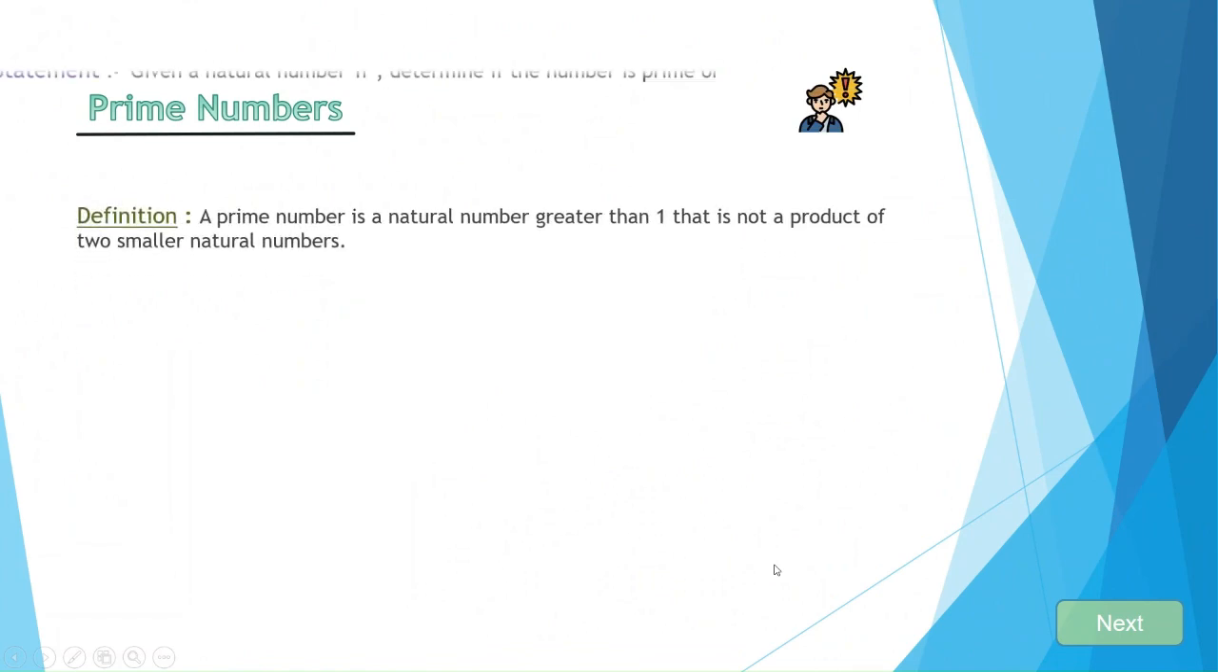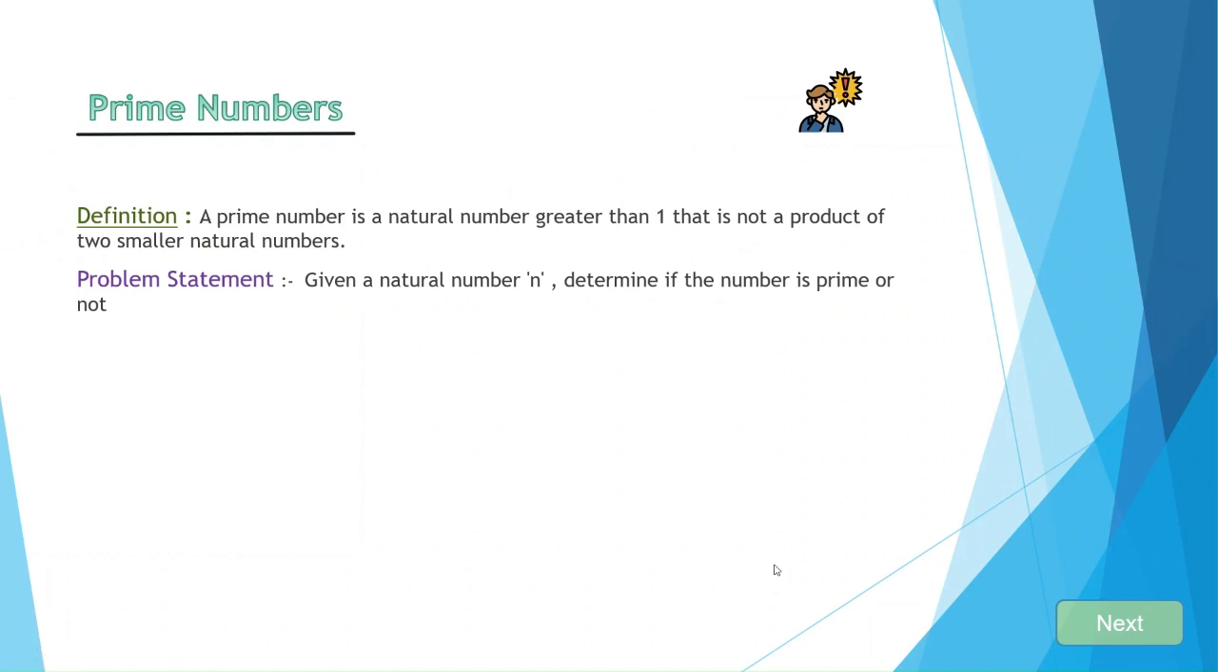First of all, we go through the definition. What is a prime number? A prime number is a natural number greater than 1 that is not a product of two smaller natural numbers. For example, we have a problem statement given below. Read the problem statement below, and then I will give you an example of what a prime number is. Here the problem statement is: given a natural number n, determine if n is prime or not.